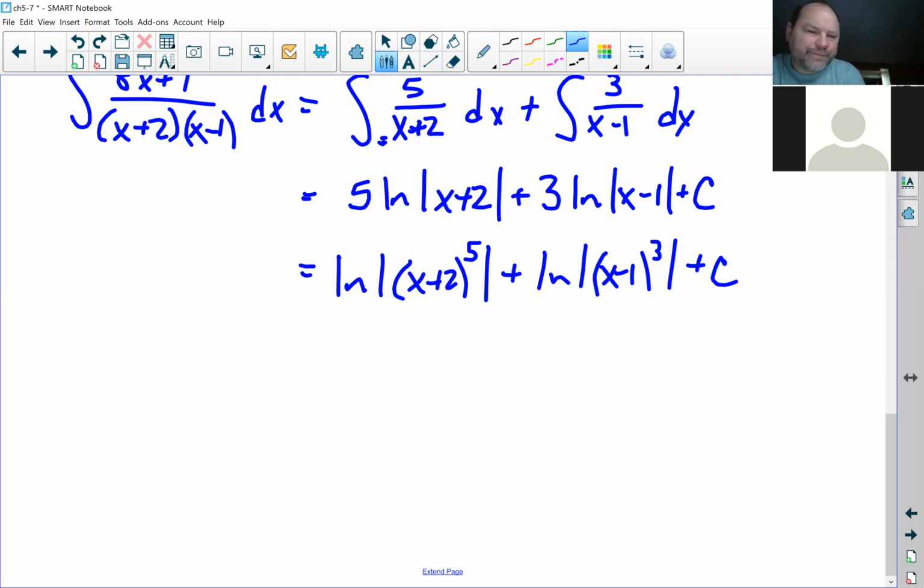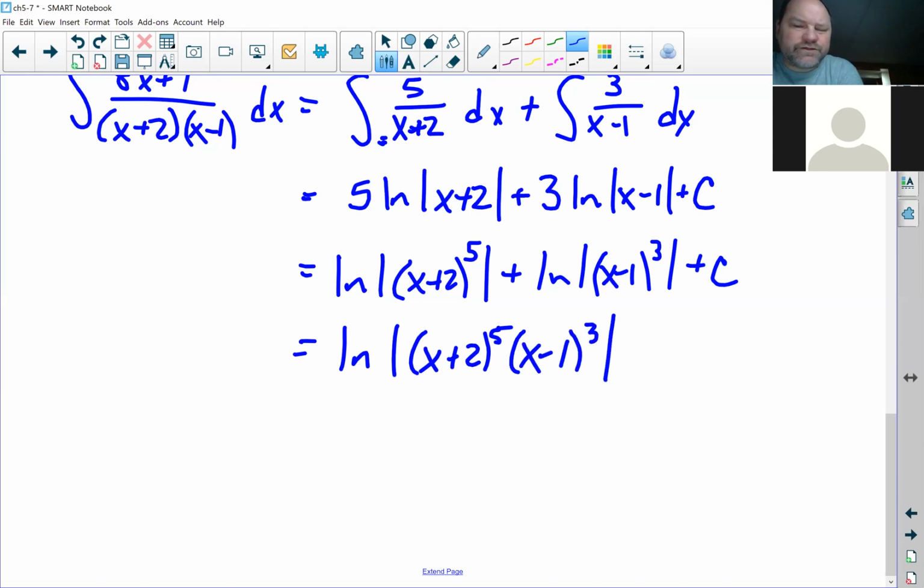And then we can write this without the addition. The addition of two logarithms just means that you are multiplying whatever it is you're taking the logarithm of. And this would be then our final answer.